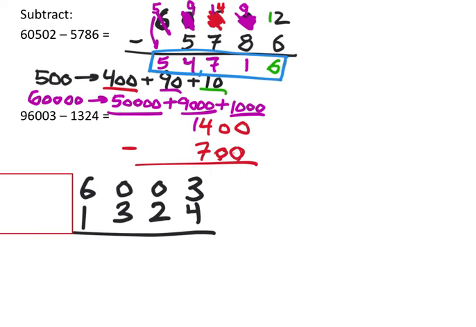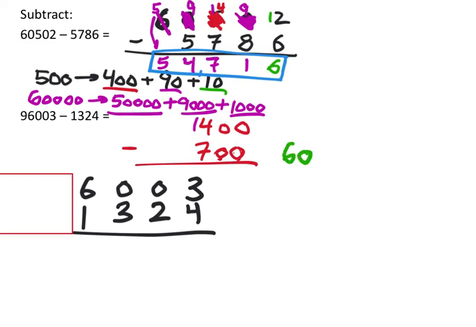And again, it may seem weird to say, well, I'm going to borrow all the way to the thousands, but there was nothing to borrow here in the hundreds or tens place value, okay, which is why we need to keep moving to the other place values until we can borrow, all right? So that's 6,000. Here's what I'm going to do. I'll show the work again.